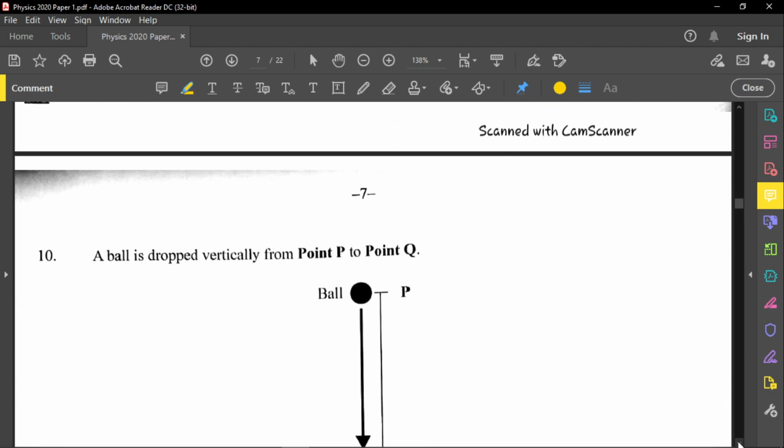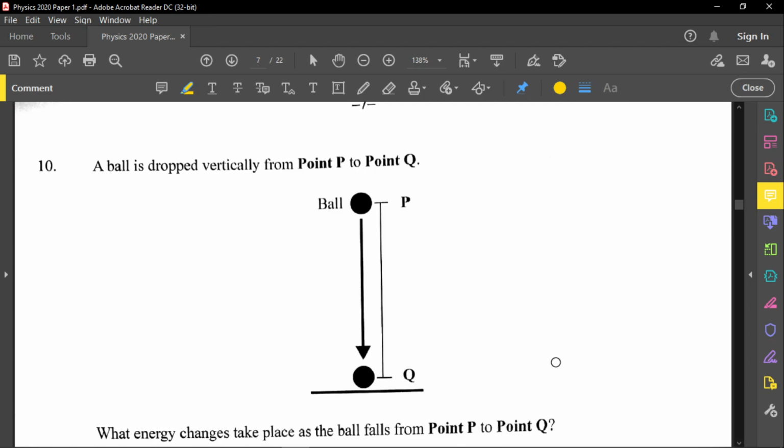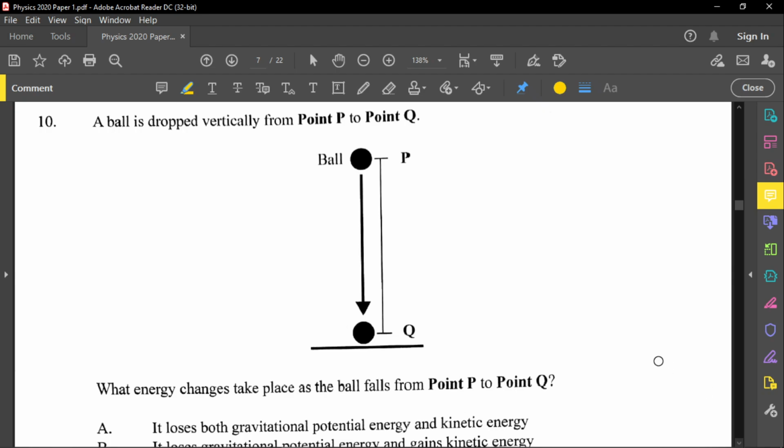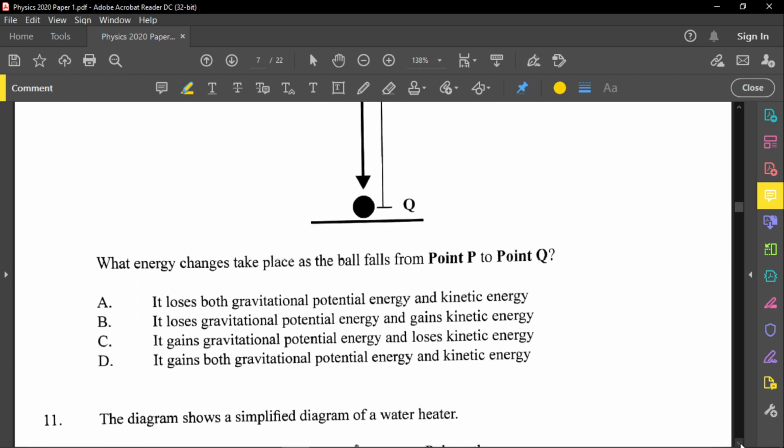The next question here reads question number 10. You see a ball is dropped vertically from point P to point Q. All right, so now let's look at the ball carefully. So point P to point Q. And they said what energy changes take place as the ball falls from P to Q. Now, firstly, at point P, it is potential energy. All right, and so you have a gravitational potential energy at P. As it's coming down, it starts to move, so it's gaining kinetic energy. And so the ball will lose its potential energy and gain kinetic energy. And so therefore here it will be option B.